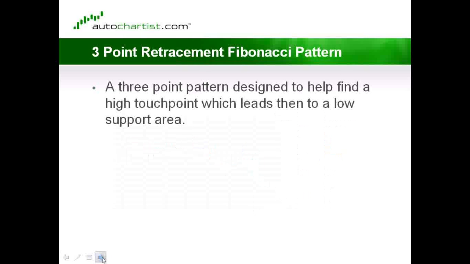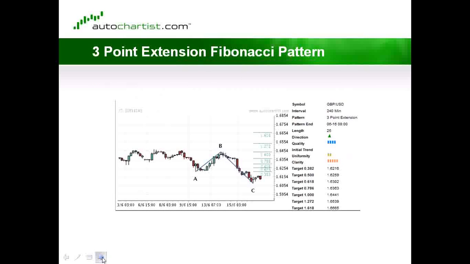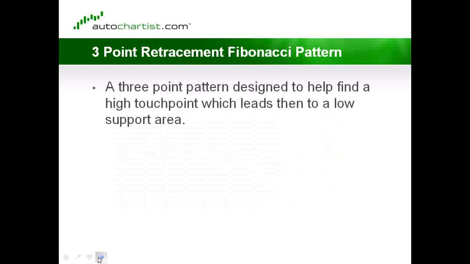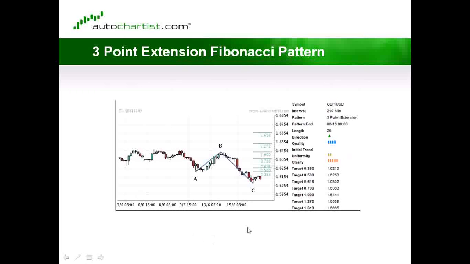Okay, another pattern which follows the same premise as we talked about before about the lightning bolt formation is this 3-point extension Fibonacci pattern. This is a little bit different than the expansion. If you go back to this retracement pattern, you can see that there was a definite BCD movement and then a lower low. And if you go to this pattern, you're looking for an extension and a rally back up.